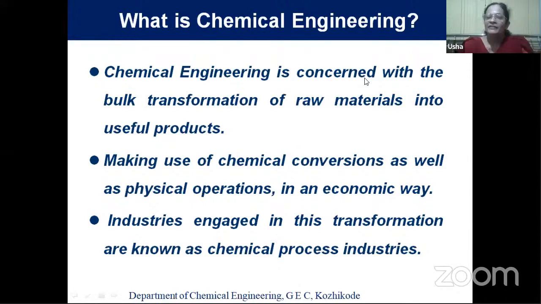Industries engaged in this type of transformation are known as chemical process industries. We have heard of these chemical industries. In this industry, the main process is the transformation of raw material into the useful product.